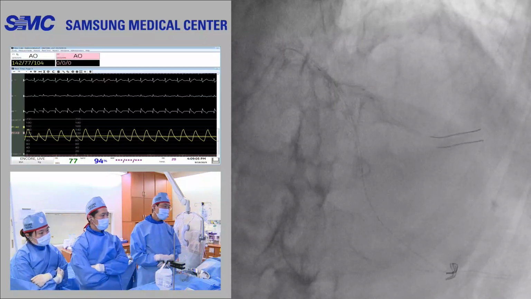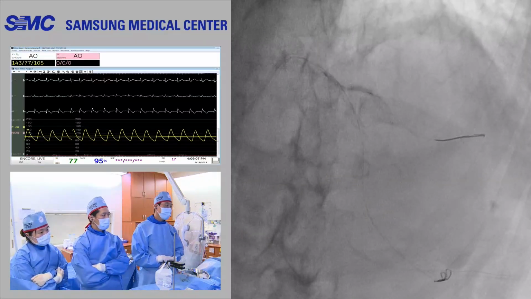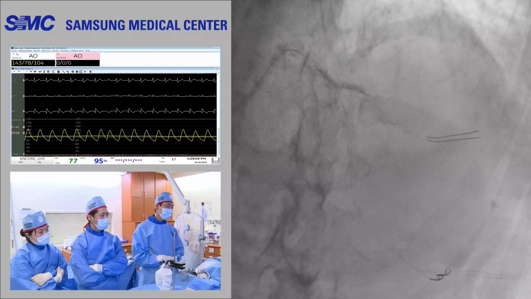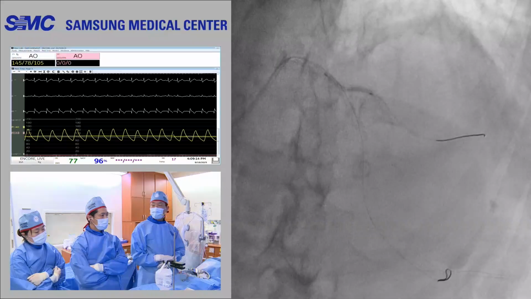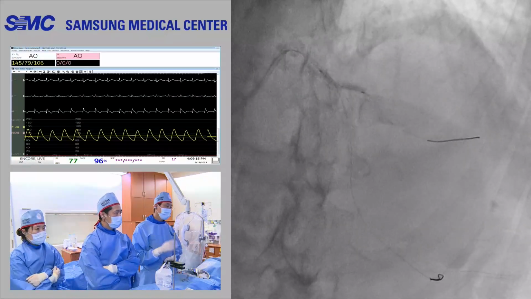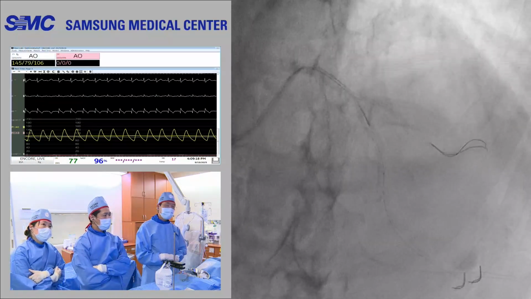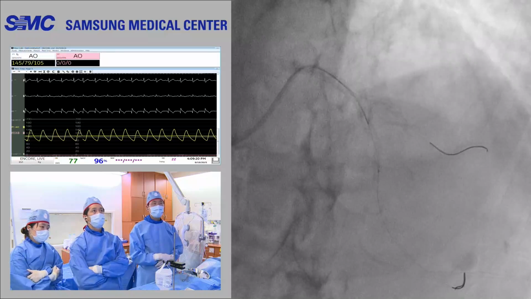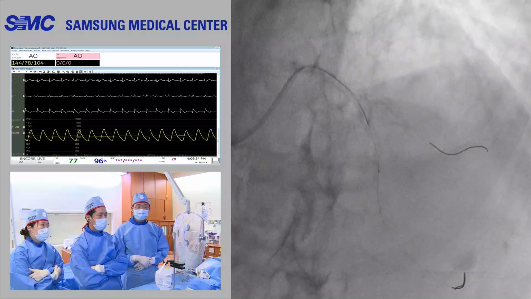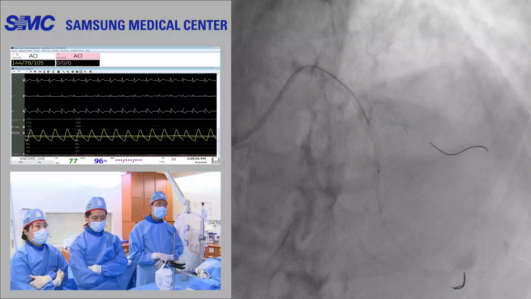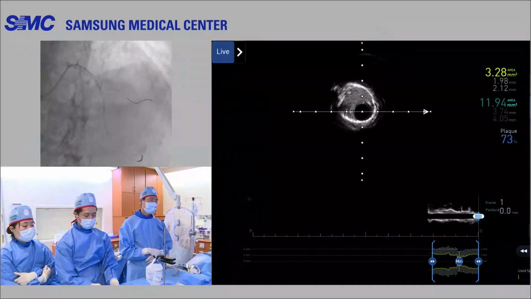Next. Yeah, same pressure for the diagonal. And so we can see a little bit of a dent in the middle of the diagonal. Next. So we did IVUS. Yeah, please show us the IVUS. Was it an NC balloon? No. The diagonal ostium is not inflated.